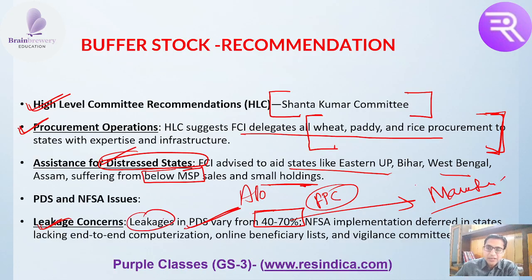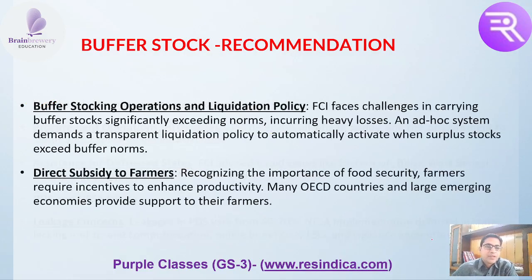So there is a need for end-to-end computerization. Online beneficiary list data has to be put up, and a vigilance committee has to be put in place in order to check these practices. Then buffer stocking operation and liquidation policy. That means if you have a huge buffer stock that is exceeding the norms, you should not keep stock exceeding the norms with you, because unnecessarily it creates heavy losses to you.